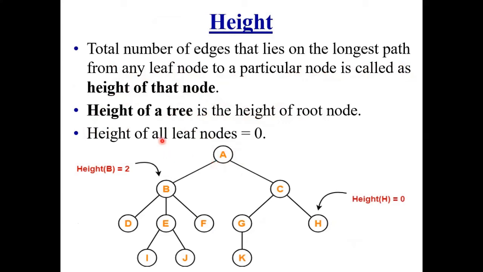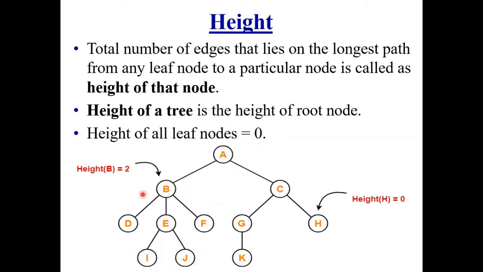So what is the height of a leaf? The height of a leaf is 0. What does the definition say? The number of edges from a leaf to itself is 0. That's why the height of a leaf node is 0. What is the height of a tree? The number of edges in the longest path from leaf to root is called the height of a tree.